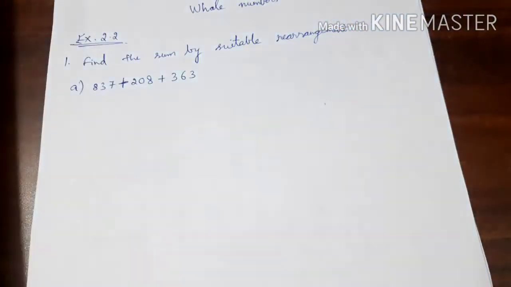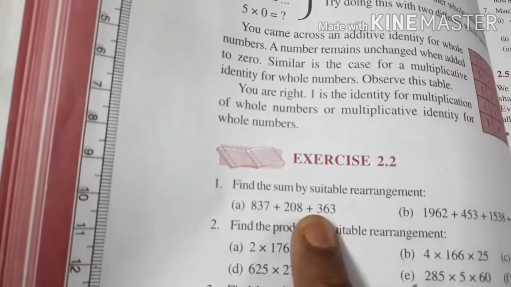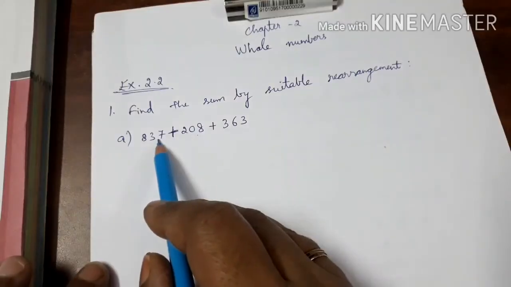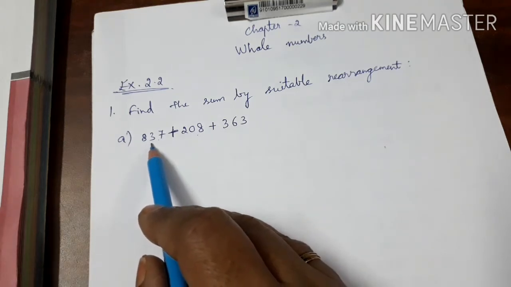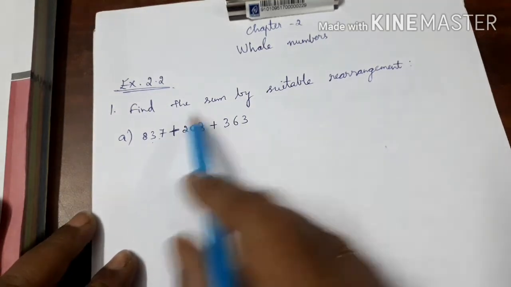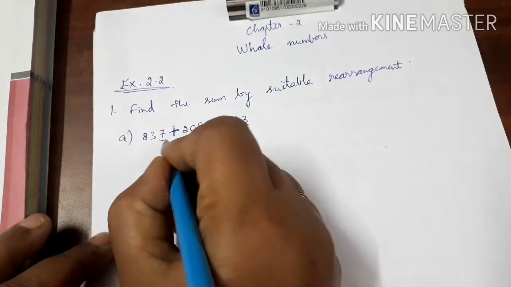Hi everyone. Today we are going to see whole numbers. In exercise 2.2, find the sum by suitable rearrangement: 837 plus 208 plus 363. If we have zeros in the ones or tens place, it will make our addition or multiplication much easier. For this, they have told us to rearrange, that is, by replacing the values.